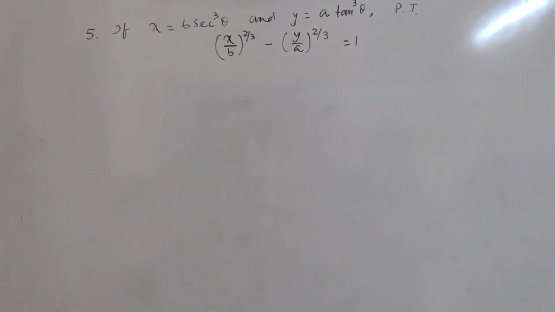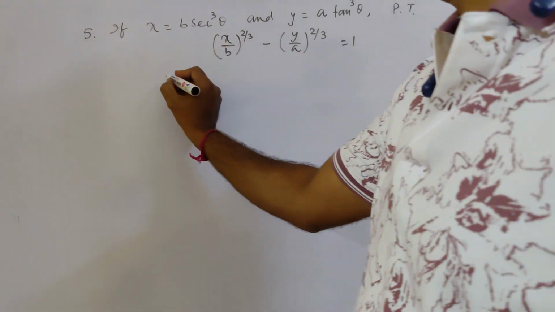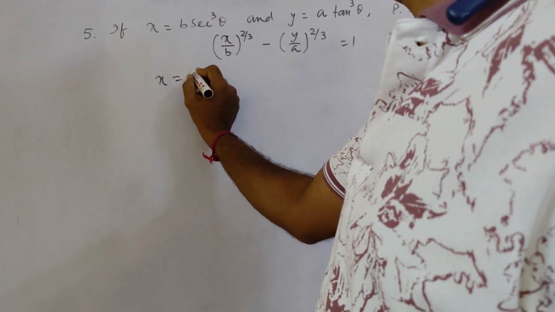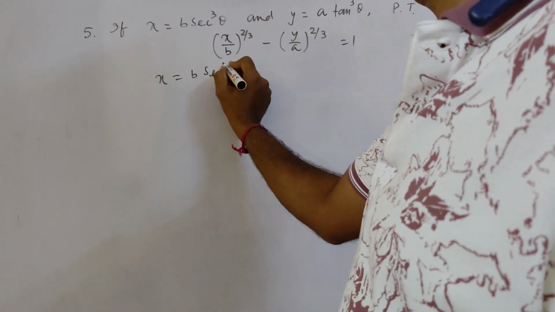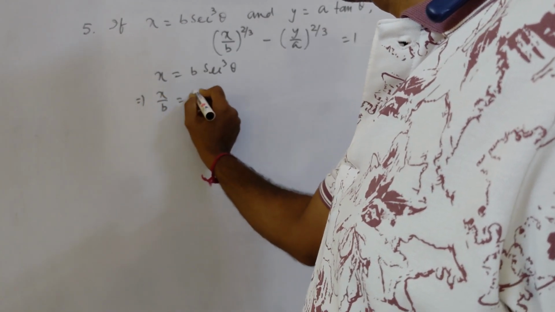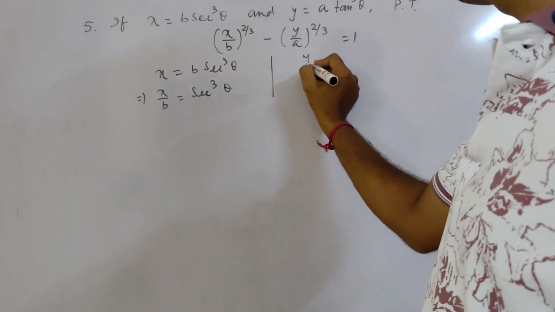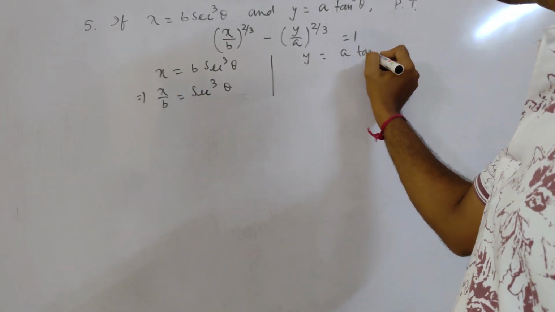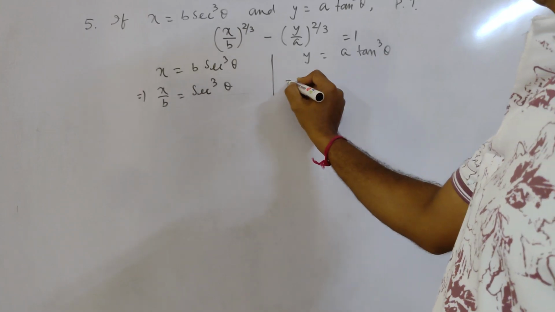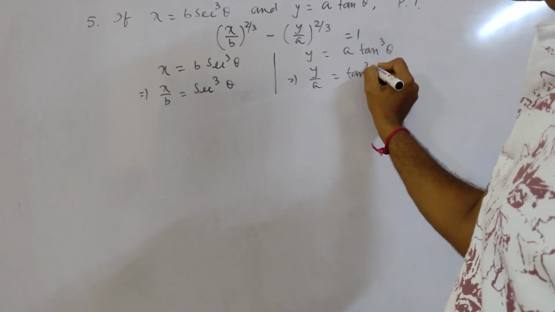Now the next problem is x is equal to b sec cube theta and y is equal to a tan cube theta. Then prove that this one. So from the given, x is equal to b sec cube theta, so x/b is equal to sec cube theta. Similarly, y is equal to a tan cube theta, so y/a is equal to tan cube theta.